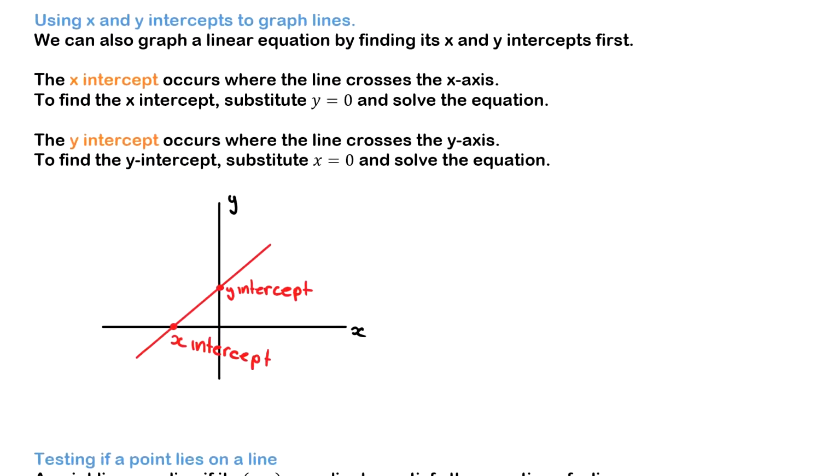We can also graph lines using the x and y intercepts. Remember, the x-intercept occurs where the line crosses the x-axis. To find the x-intercept, we substitute y equals 0 and solve the equation. The y-intercept occurs where the line crosses the y-axis. To find the y-intercept, we substitute x equals 0 and solve the equation.